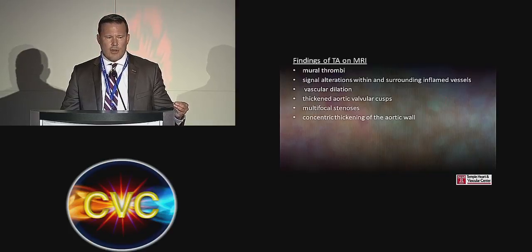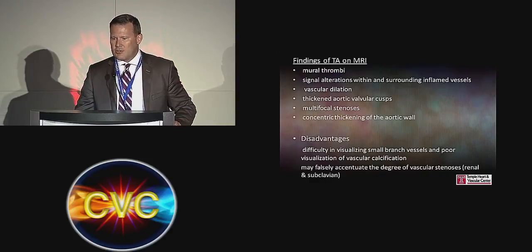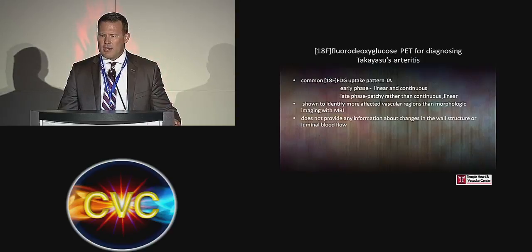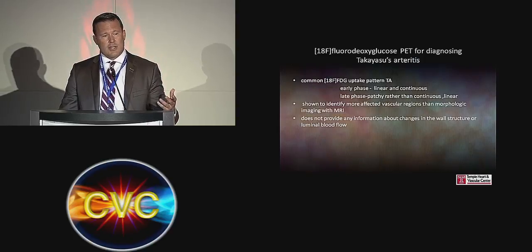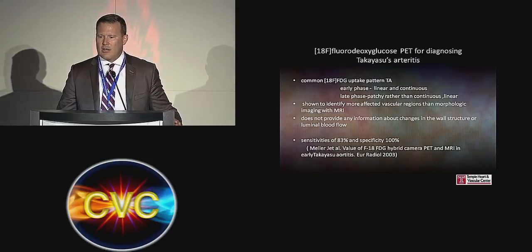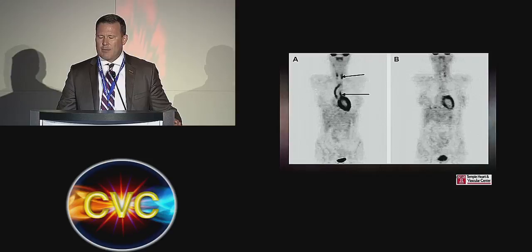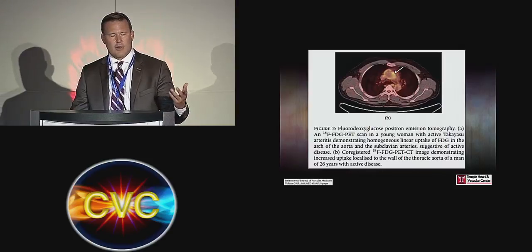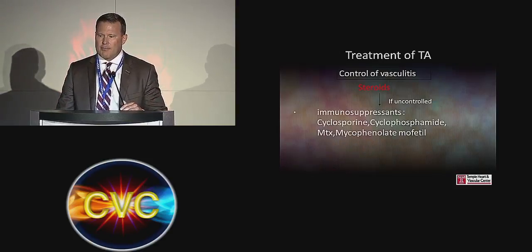You can see mural thrombi, signal attenuation, vascular dilation, as well as thickening, although it can be difficult with the small vessels with the MRI. One other interesting radiographic presentation of this is also the PET scan. As you can see here, there is some specificity, 83% specificity, and here's a patient that had a PET scan that can pick up this diagnosis, and here's another example of how you can pick this up.